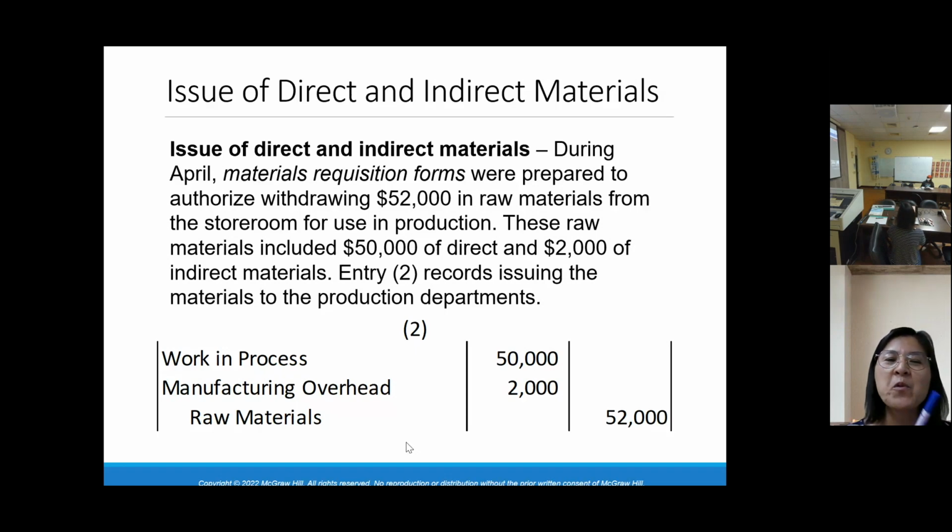Our work in process increased by 50,000 because that is a direct material. You put direct material into work in process. Then you increase your manufacturing overhead by 2,000 for the indirect material. Your raw materials will be reduced by 50,000 direct material plus 2,000 indirect material, in total 52,000 of raw material. So that is the journal entry for this transaction.